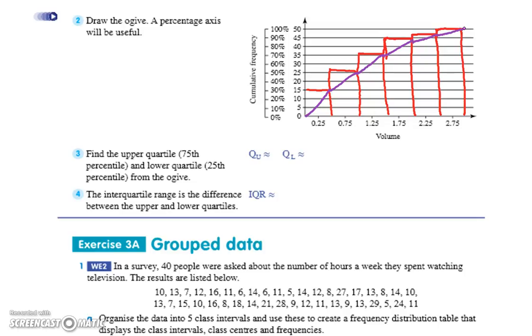So, upper quartile, what percentile is that? Yep, what percentile would that be? Upper quartile. Upper quartile is your 75th percentile. Lower quartile is your? Yeah. Cool.